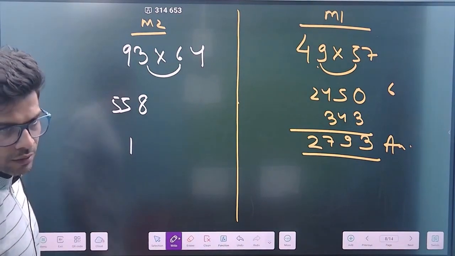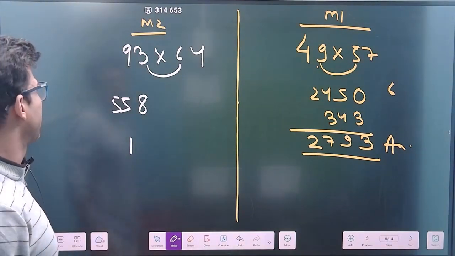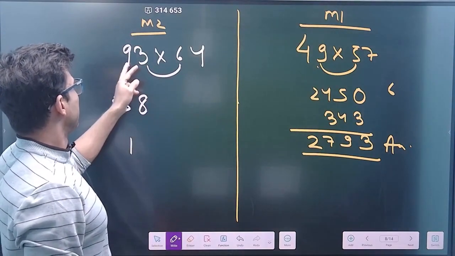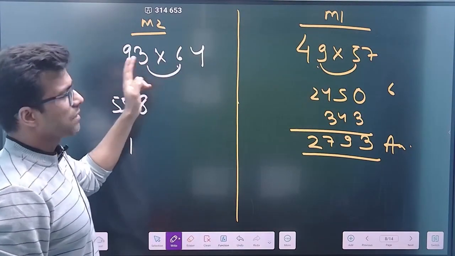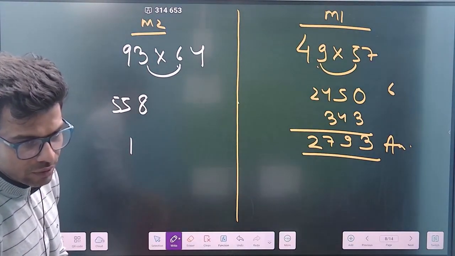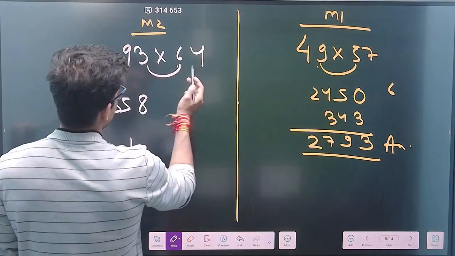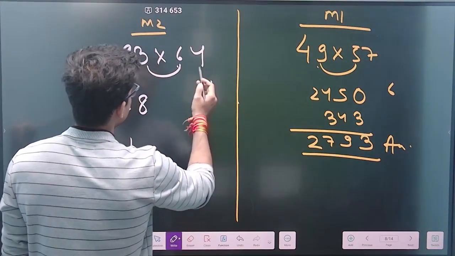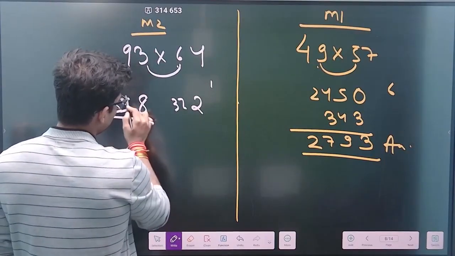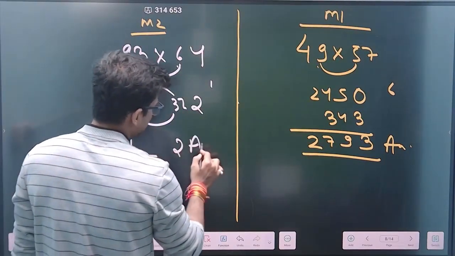Now 6 3s are 18, 1 carry, 6 9s are what? 54, then 1 carry, that becomes 55. Is it right? Everyone is getting it? I hope you are getting my point. Now you add this number 37 to this number, and then 2 would be at the last. This would be my answer, correct?